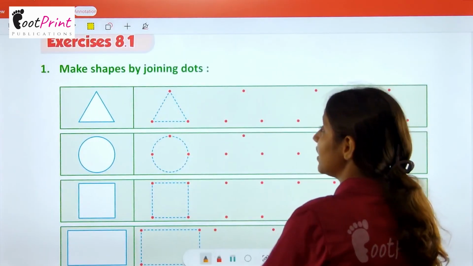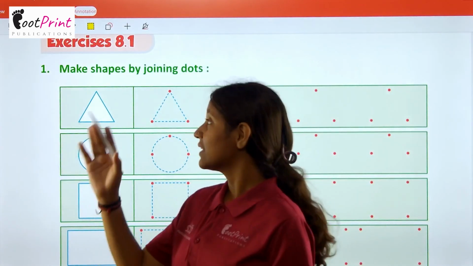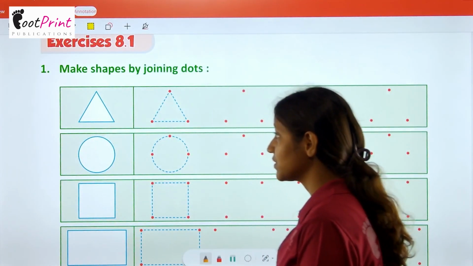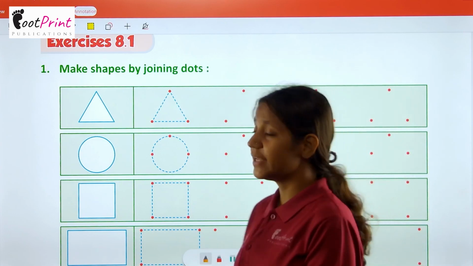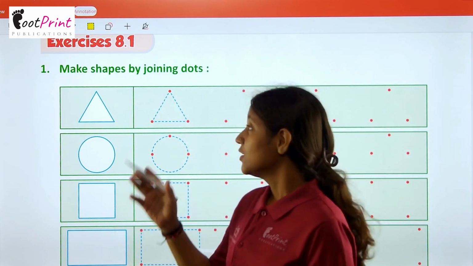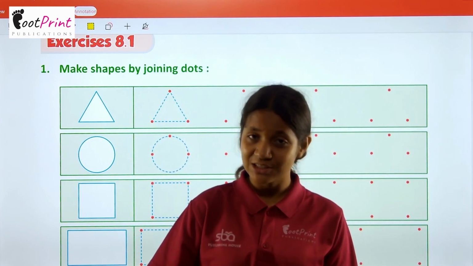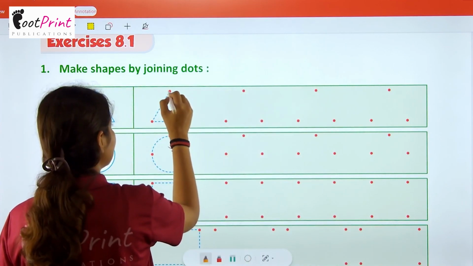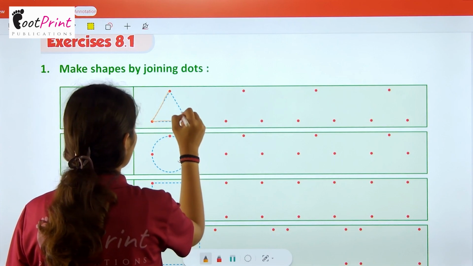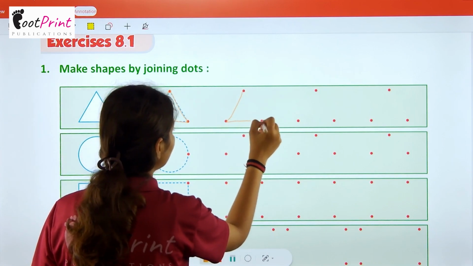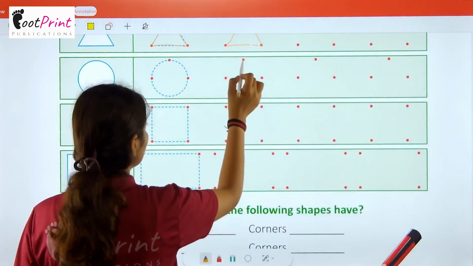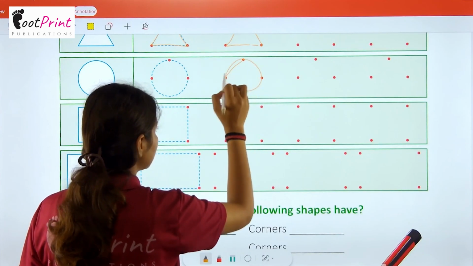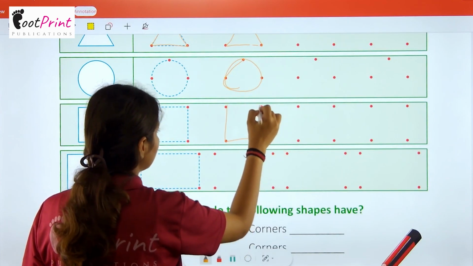Now we have the very first exercise of this chapter. Here we can see that the very first question says make shapes by joining dots. तो चलिए shapes बनाते हैं by joining the dots. Here it is triangle. To make a triangle we have to just join these dots. And see, we are making a triangle. In a similar manner, we can make a circle, a square.